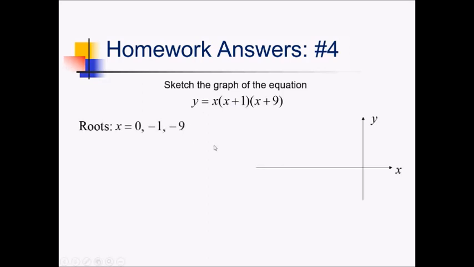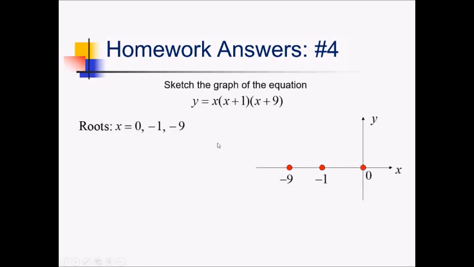So let's put those on our graph. We have negative 9 out here somewhere. Negative 1 is going to be closer to the y-axis. And totally not drawn to scale, it's just a sketch. And then we have 0, which is also the origin.